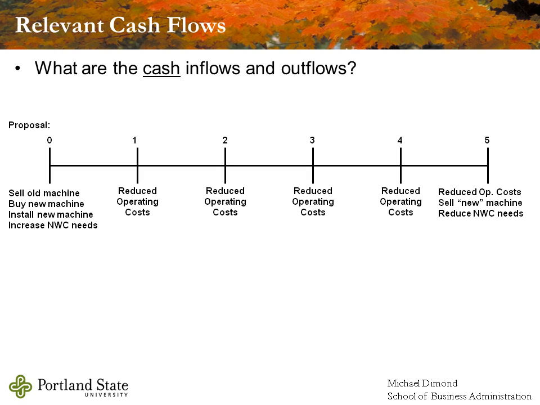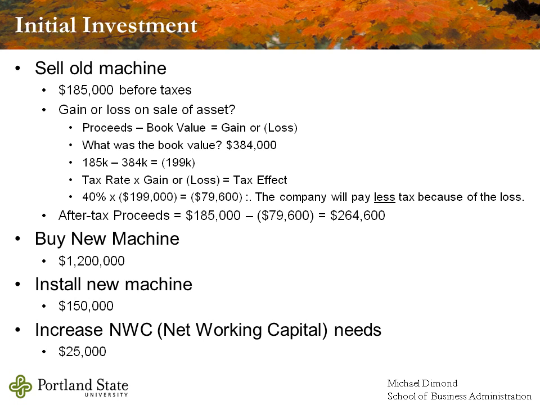The next step is to identify what the cash inflows and outflows are. So in order to do that, let's take a look at more information from the problem itself. Buried in that paragraph of information, we have an opportunity to sell the old machine, and it says that we'd be able to sell it for $185,000 before taxes. In order to figure out what our gain is going to be from that, we're going to look at whether we take a gain or a loss on the sale of that asset. So we'll be looking at what the proceeds are, the $185,000, minus the book value, whatever it's on the books for at the time. In this case, it was on the books for $384,000.